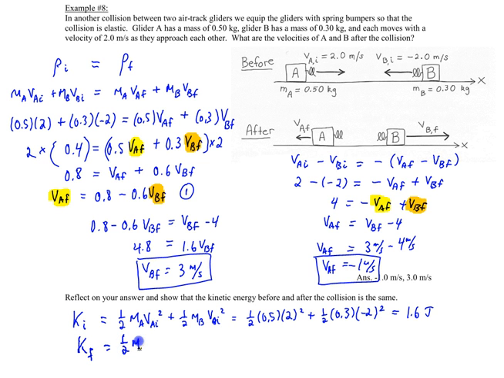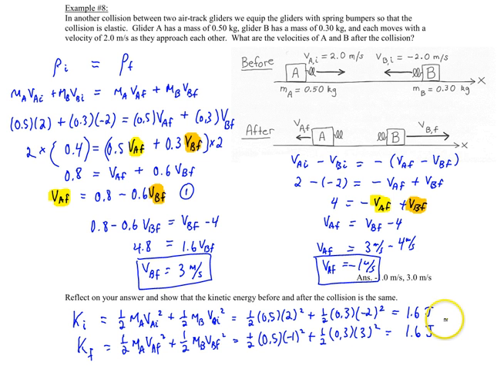So that's 1/2 mass A velocity A final squared plus 1/2 mass B velocity B final squared. So that's equal to 1/2 times 0.5 times that velocity A final was negative 1 squared. And then we have 1/2 times 0.3 times 3 squared. And go ahead and calculate that. And voila, you've got the same thing. So since K initial equals K final, then it's elastic. Okay, and that's it for example number 8.